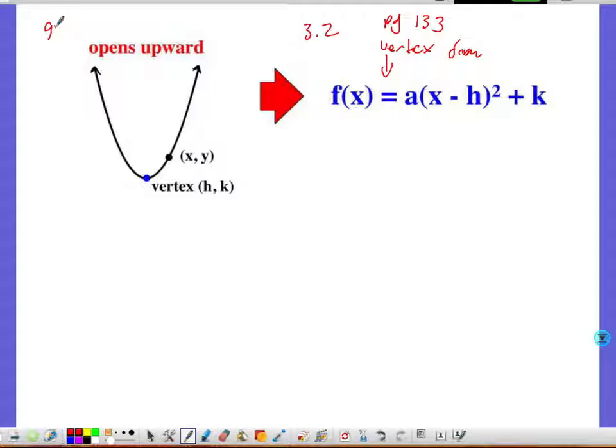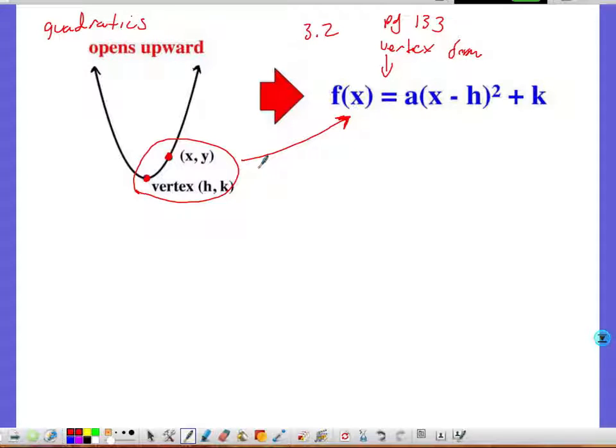Now we are talking about quadratic functions. The shape of their graph is in the form of a parabola, and parabolas always have a vertex. If we are given the vertex of a parabola, which is (h, k), and we are given just any random point on the parabola, using those two pieces of information, we can find what the vertex form of the quadratic function is.